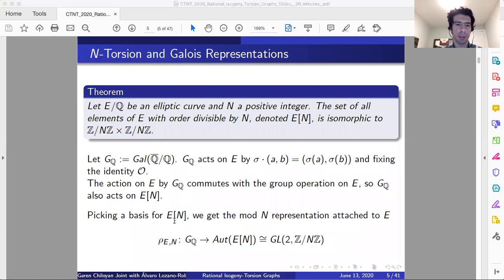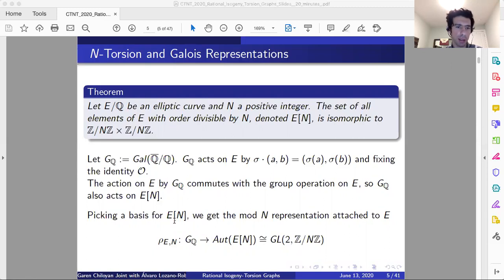So let E be an elliptic curve and n a positive integer. The set of all elements of E with order dividing n, which I denote E[n], is isomorphic to (Z/nZ)^2. We call this the n-torsion subgroup of E. Let's denote the absolute Galois group of the rationals as G_Q. G_Q acts on E by fixing O and acting on the other points (A, B) in the natural way. This action commutes with the group operation on E, and so G_Q also acts on E[n]. Picking a set of generators of E[n], we get the mod n representation attached to E.